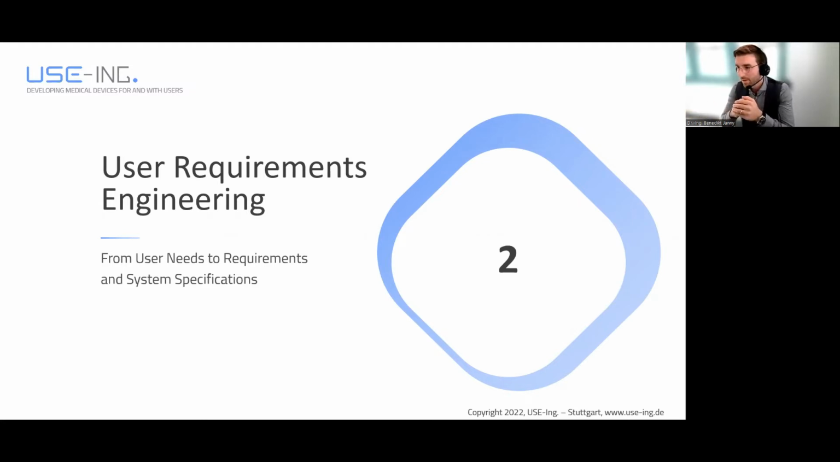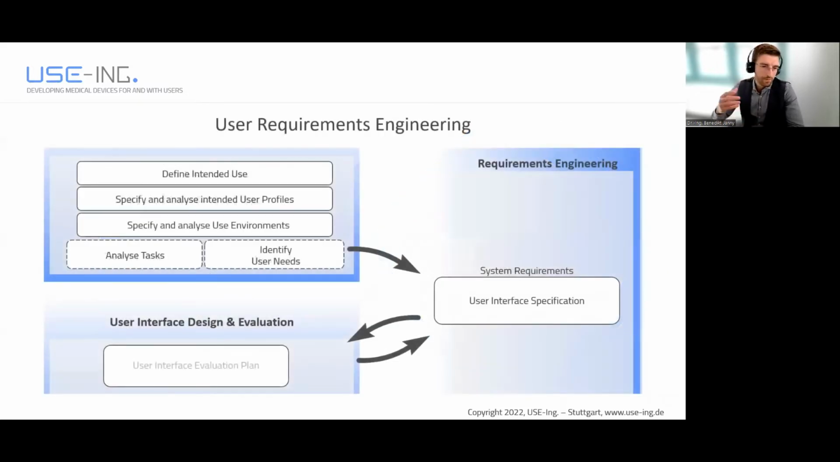Since the engineers are not interested in qualitative interview content and emotions, you have to find a way to translate this qualitative data into a quantitative, specifiable way that you can give as an input to your designers, to your engineers. So how can we transform this qualitative data into quantitative specifiable data? And this leads us to system requirements and the user interface specification. So we take the user needs as a basis and we try to come up, as a result, with system requirements and user interface specification.